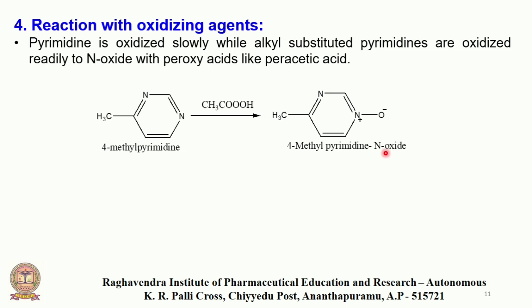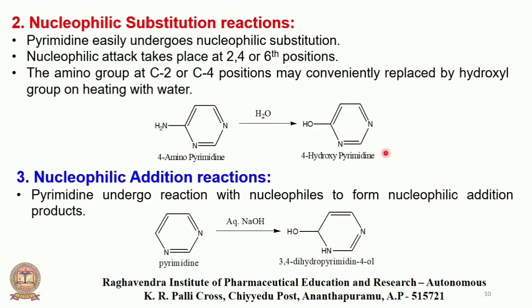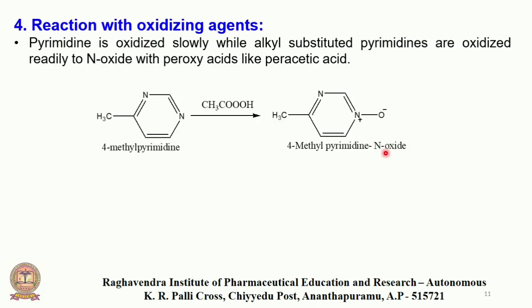So these are some reactions we can see in the case of pyrimidine: electrophilic substitution reactions taking place at the fifth position, such as nitration, sulfonation, bromination, azo coupling and formylation; nucleophilic substitution reactions taking place at the second, fourth and sixth positions; and reaction with oxidizing agents and nucleophilic addition reactions.